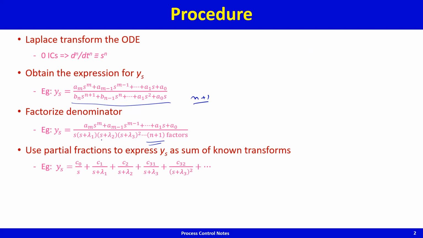For example, s plus lambda 1, I've given you an example here. So s equal to 0, s equal to minus lambda 1, s equal to minus lambda 2, s equal to minus lambda 3 repeated twice, and so on and so forth. These are the factors, and so using partial fractions you can say that this expression is the same as this expression, and I know the Laplace transform of this. This is the Laplace transform of 1.